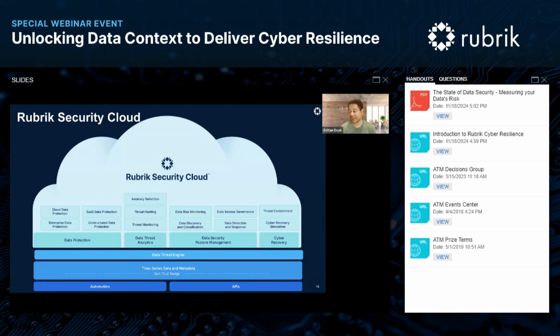Rubrik is there for the entire data lifecycle, right? From the time data is stored and backed up to the time it could be potentially breached. Rubrik's really the only platform that offers cyber recovery and cyber posture for enabling cyber resilience under one umbrella without the need for third parties.